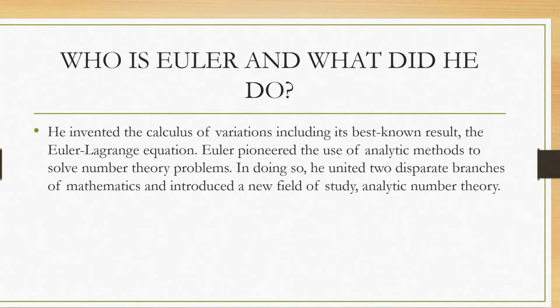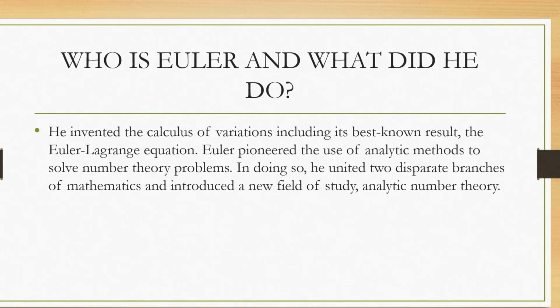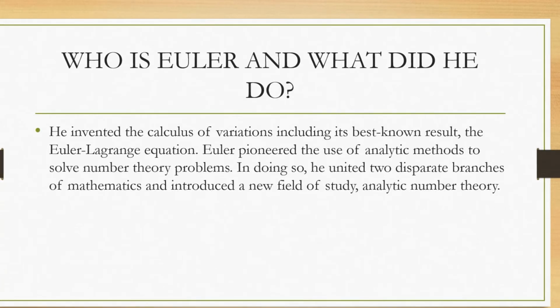Now, what is the Euler-Lagrange equation? The Euler-Lagrange equation is a second-order partial differential equation whose solutions are the functions for which a given functional is stationary. It was developed by Swiss mathematician Leonhard Euler and Italian mathematician Giuseppe Louis Lagrange in the 1750s.